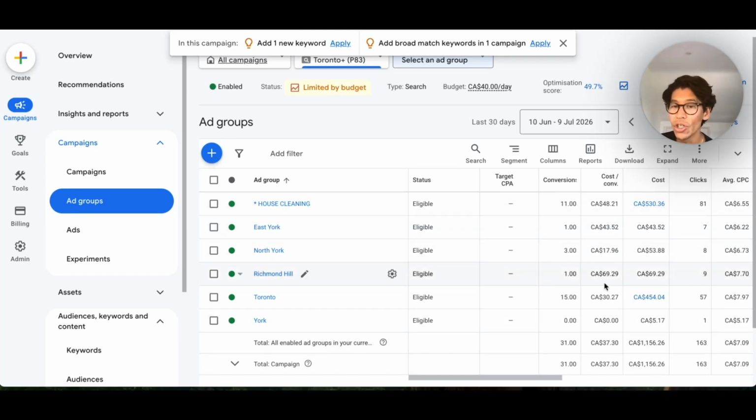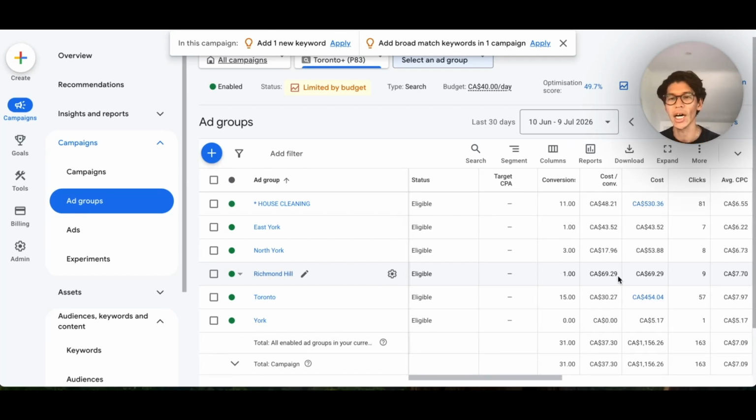So you could say that, okay, Richmond Hill leads are coming in at 69. That seems really high. It's better to maybe lower the budget on this ad group, or even pause it completely and put that budget into the Toronto. North York, we've only had 3 leads here, but let's say we had 30 or 60 and they were 17.96. In that case, it would make sense to really max out that and the Toronto, and possibly bring down the budget or the bids on house cleaning.